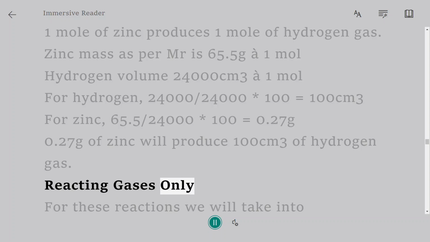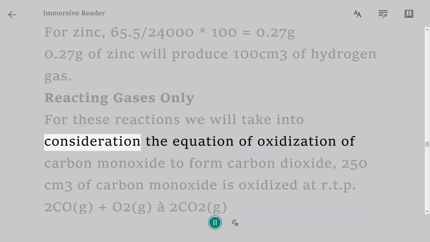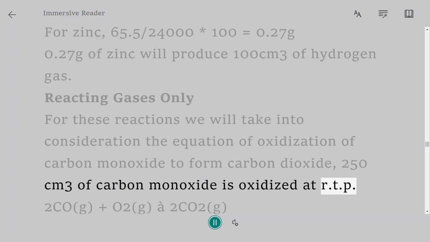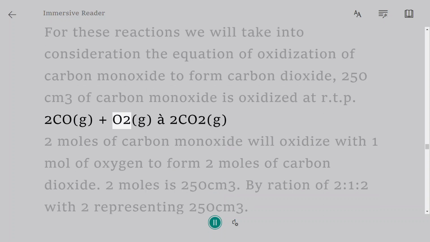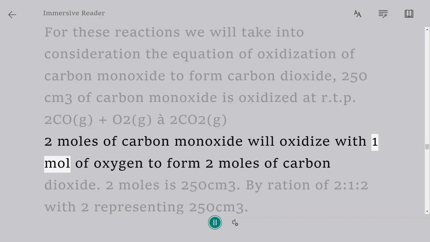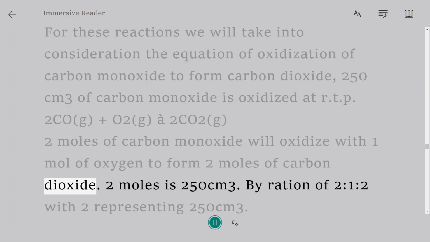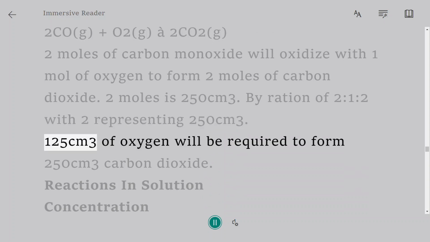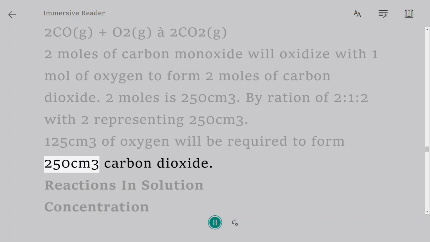Reacting gases only. For these reactions we will take into consideration the equation of oxidization of carbon monoxide to form carbon dioxide. 250 cubic centimeters of carbon monoxide is oxidized at RTP. 2CO(g) plus O2(g) gives 2CO2(g). 2 moles of carbon monoxide will oxidize with 1 mole of oxygen to form 2 moles of carbon dioxide. 2 moles is 250 cubic centimeters. By the ratio of 2:1:2, with 2 representing 250 cubic centimeters, 125 cubic centimeters of oxygen will be required to form 250 cubic centimeters of carbon dioxide.